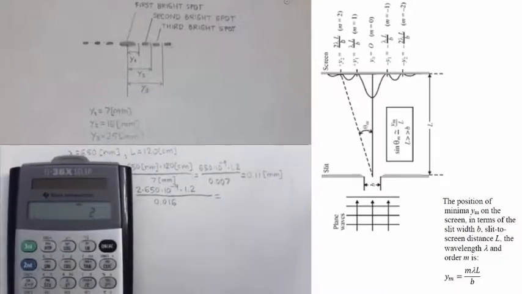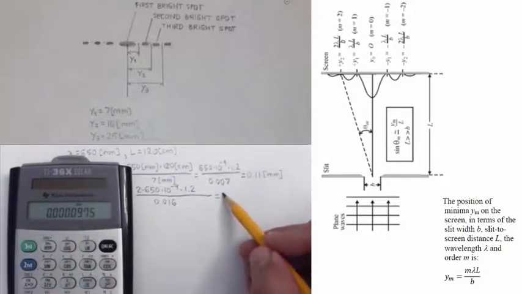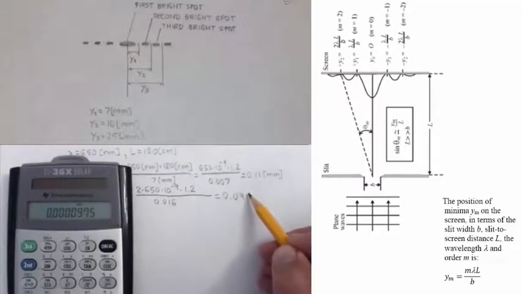So in this case, we have 2 times 650 times 1.2 over 0.016, and then multiplied by 10 to the negative 9, gives us this value, and this is the value in meters so that we can convert into millimeters. So we would move the decimal point 3 places to the right. So here we are getting the value of 0.0975 or 0.98 millimeters for the width of our slit.